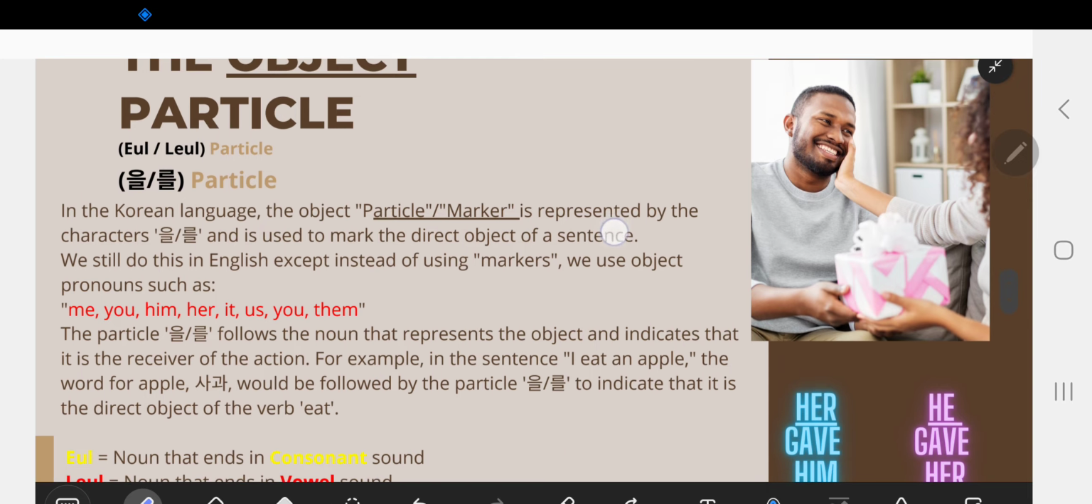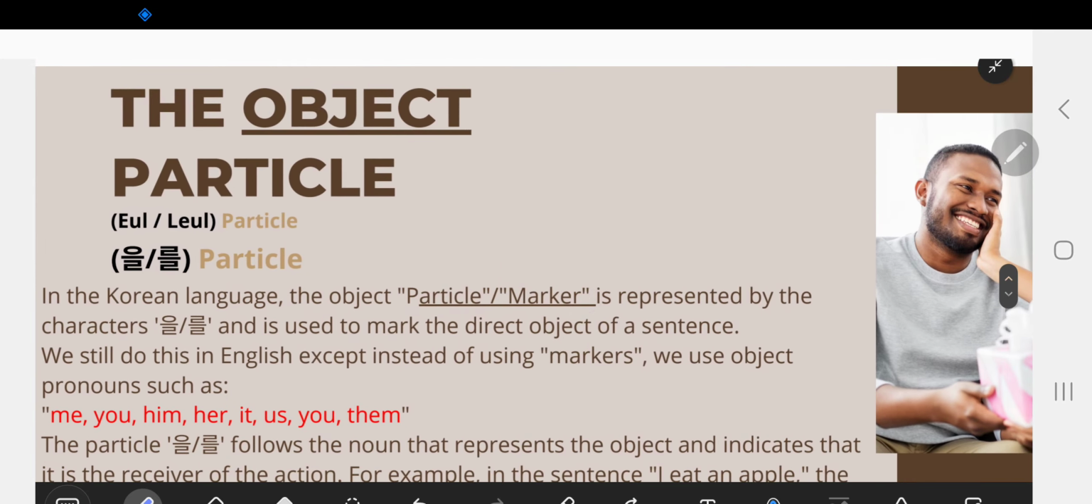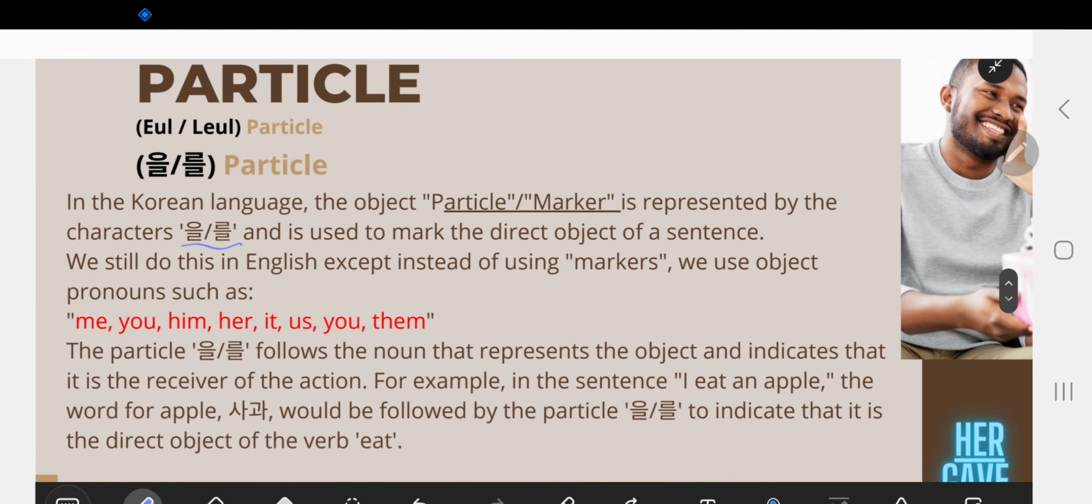Okay. So the object particle. In the Korean language, the object particle marker is presented by characters or ul. So if you haven't already started the reading, I highly recommend that you do that, because we're going to be going over Korean particles, and in the future, maybe 2 lessons from now, you do need to know how to read Hangul. If not quickly, at the very least slowly, so that you know how it sounds.